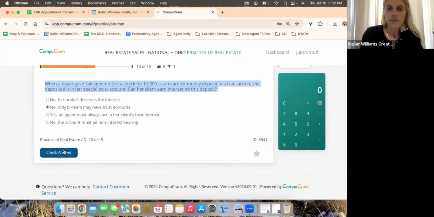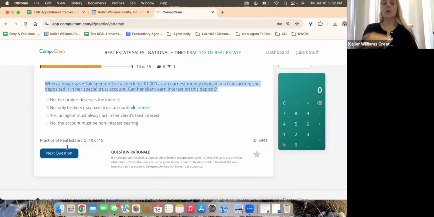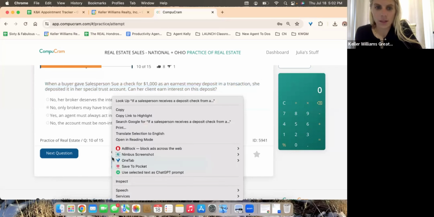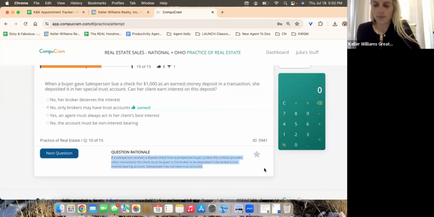All right, we have B. And B is correct. Good job. So no, only brokers may have trust accounts. Correct. And brokers' trust accounts are non-interest bearing accounts. So the best answer is no, only brokers may have trust accounts. And then knowing that brokers' trust accounts are non-interest bearing, they did try to trick you by putting that in there as well. So good job just reading and then finding the best answer for the question.